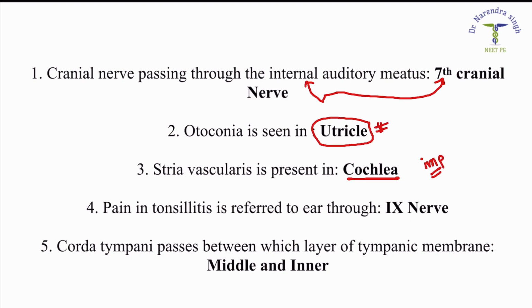Fourth question is about referred pain. The referred pain to the ear occurs from many structures. In this question, it is asked that the pain of tonsillitis is referred to the ear through which nerve? That is the ninth cranial nerve. The pain in tonsillitis is referred to the ear through the ninth cranial nerve. This is also a very important question which is repeatedly asked in NEET PG exams.